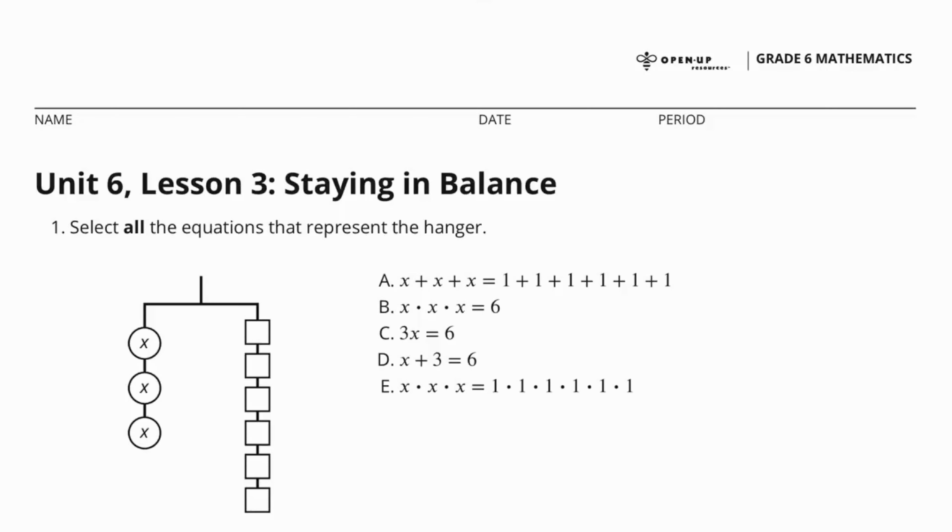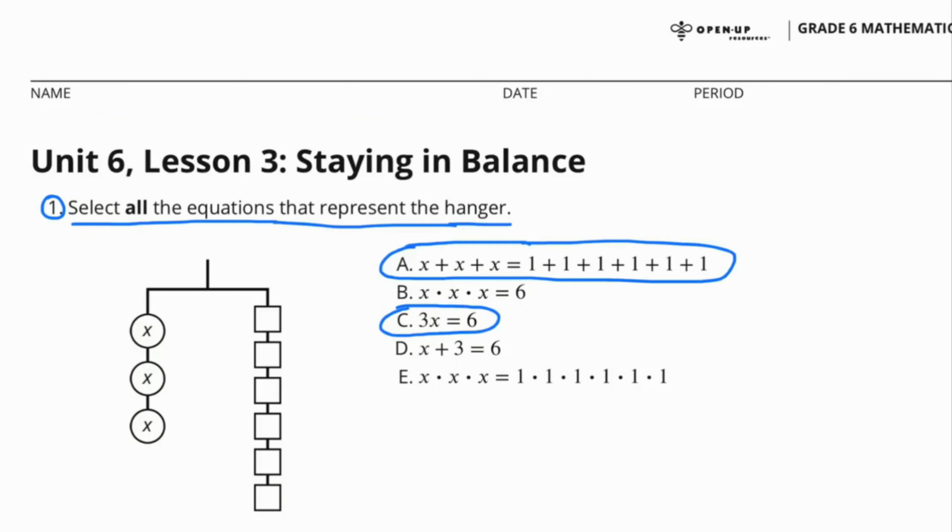Unit 6, Lesson 3, Staying in Balance. Number 1. Select all the equations that represent the hanger. I selected A, x plus x plus x equals 1 plus 1 plus 1 plus 1 plus 1 plus 1, and I selected C, 3x equals 6, or 3 times x equals 6.